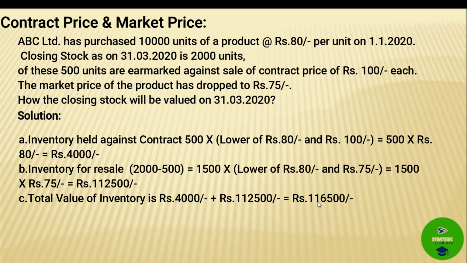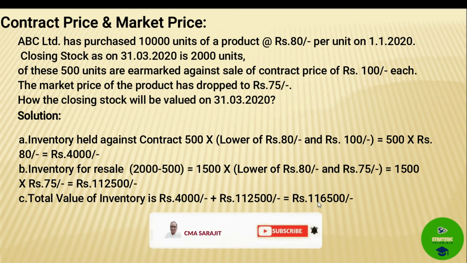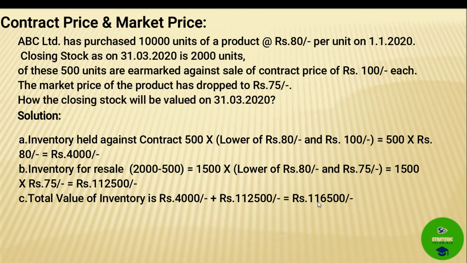So I have given you the solution. Inventory held against contract 500 into lower cost out of 80 and 100, so 500 into 80 is equal to 40,000 rupees. Inventory for resale 2,000 minus 500, so 1,500. Lower cost out of 80 and 75, so 75 is the lower one, so 1,12,500. Total value of inventory 40,000 plus 1,12,500, so 1,52,500.